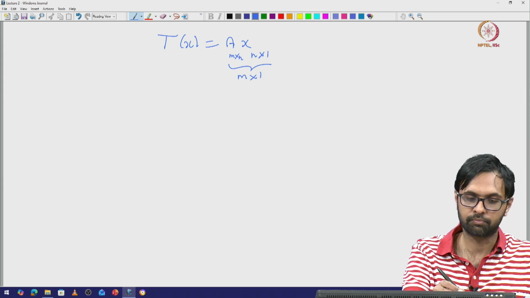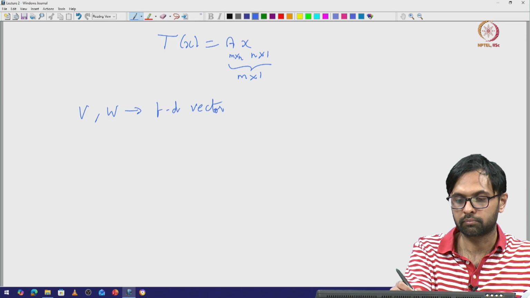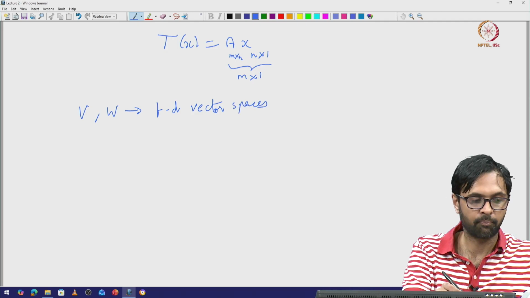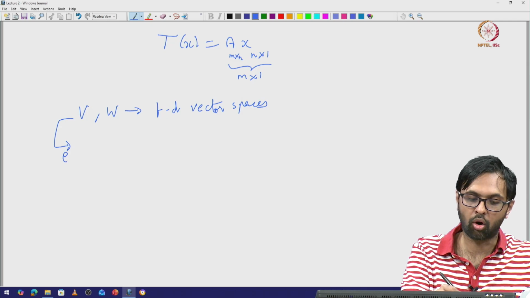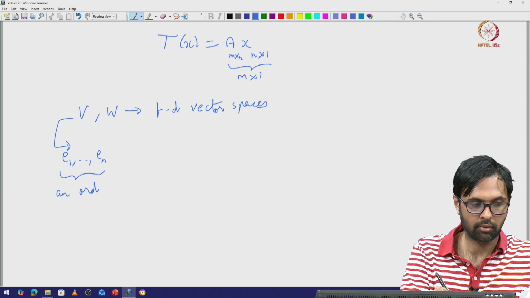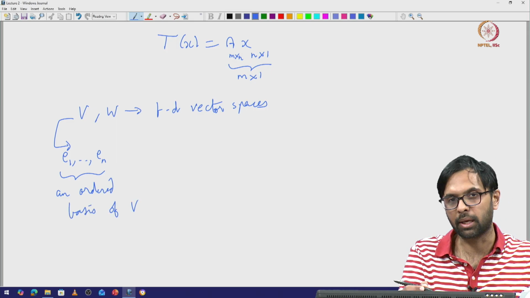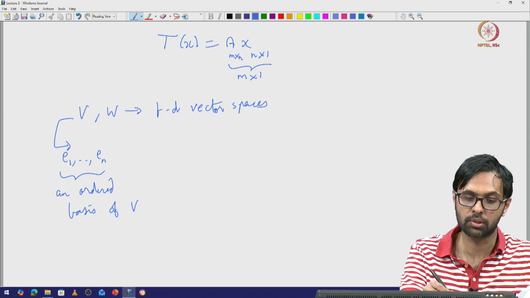In what sense? So suppose V and W are finite dimensional vector spaces, and let's say we have two bases. Suppose they are ordered bases. Suppose e1 to en is an ordered basis of V. What is an ordered basis? It's simply a basis, but you're just writing them in a specific order, right? So it's not really a set. A set doesn't have an order associated to it.